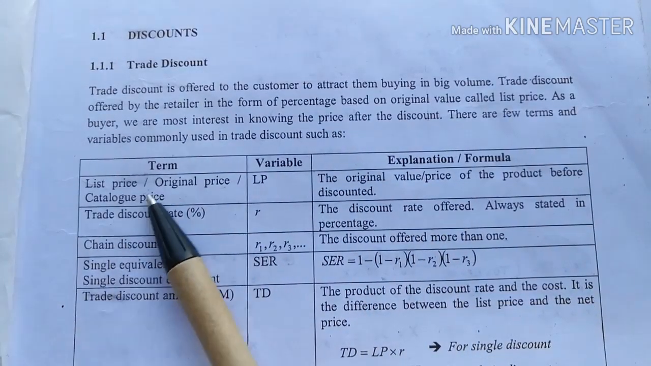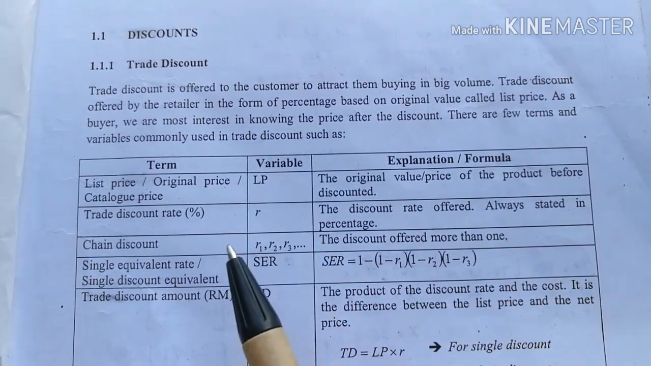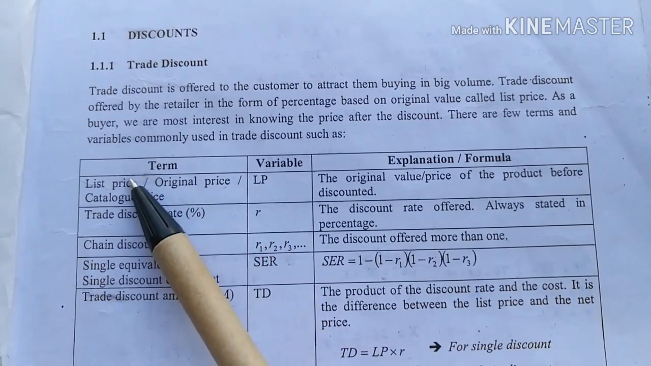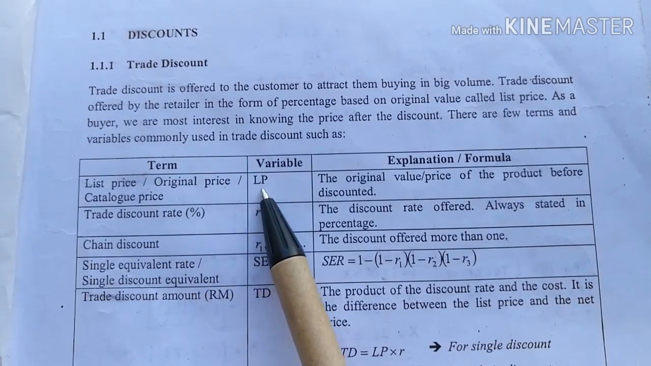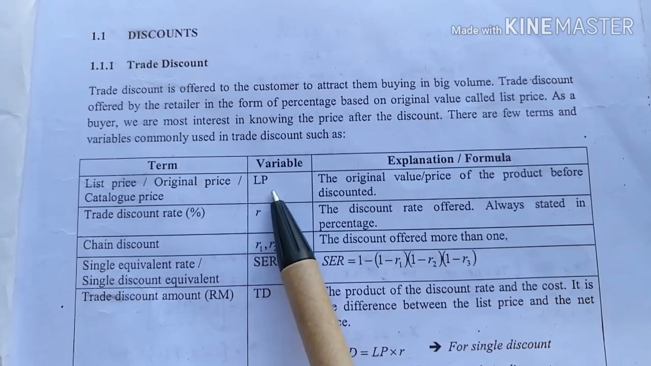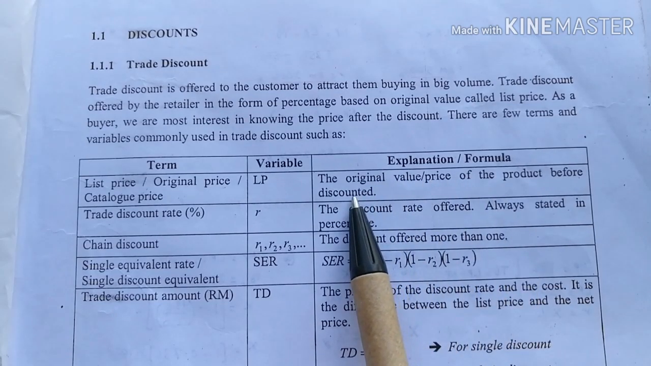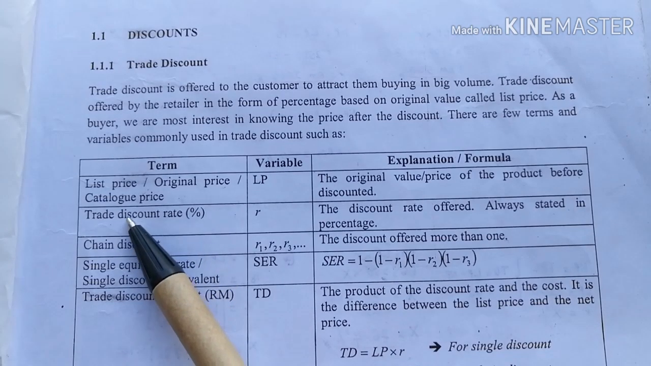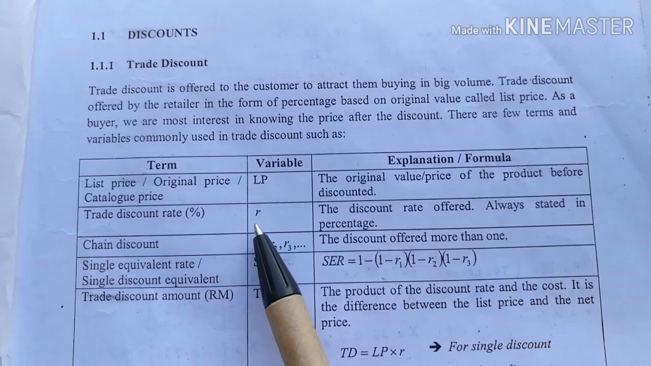Okay, so here are the few terms and variables that you should know when it comes to the trade discount. The first one, as I mentioned previously, is the list price, also known as original price or the catalog price, which can be noted as LP. This is the original price of the product before discounted. Second term is the trade discount itself, where in this case the trade discount rate should be in percentage, so we use notation small r to represent the discount rate.